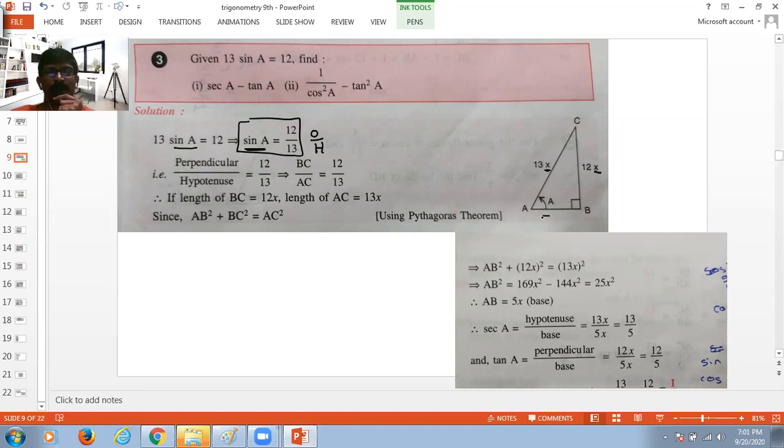So you can get this as 5x, isn't it? 5x, 12x and 13x. Once you get AB as 5x, I hope everyone knows how to write it by Pythagoras theorem by now. Once you get AB as 5x, it's very simple to get sec A minus tan A. So how are you going to get sec A minus tan A?